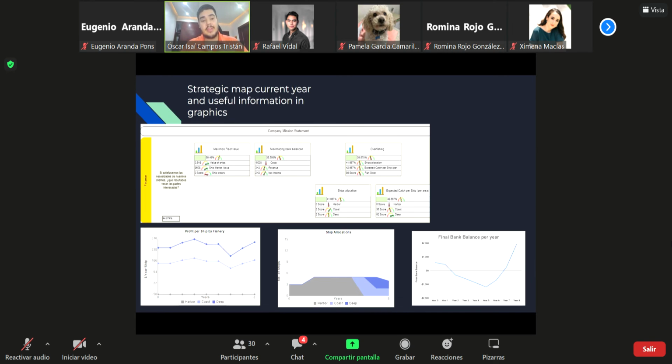And then in the useful information in graphics, I specifically chose these ones because they helped me to understand in which position I should put my ships, because it's very important, since the harvest is one of the things that in my case is very important. We're going to see why in the next slide.